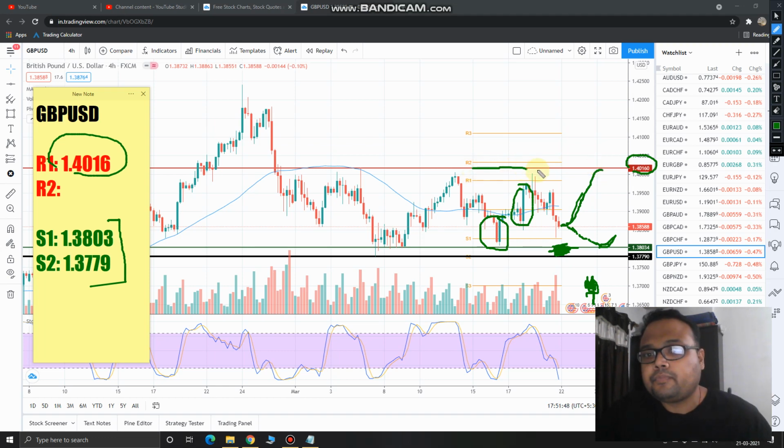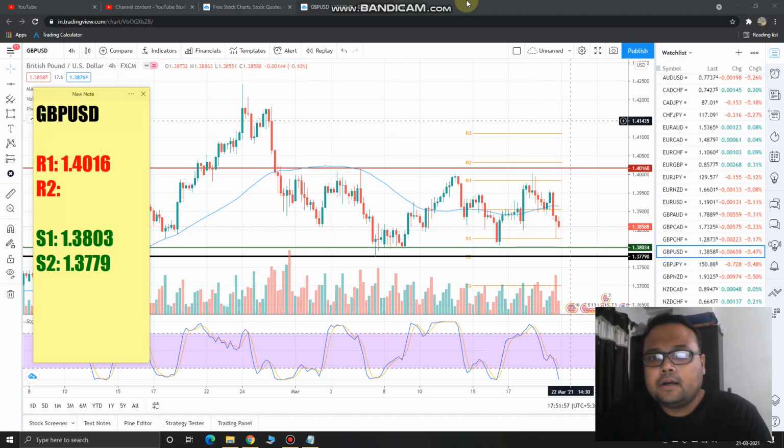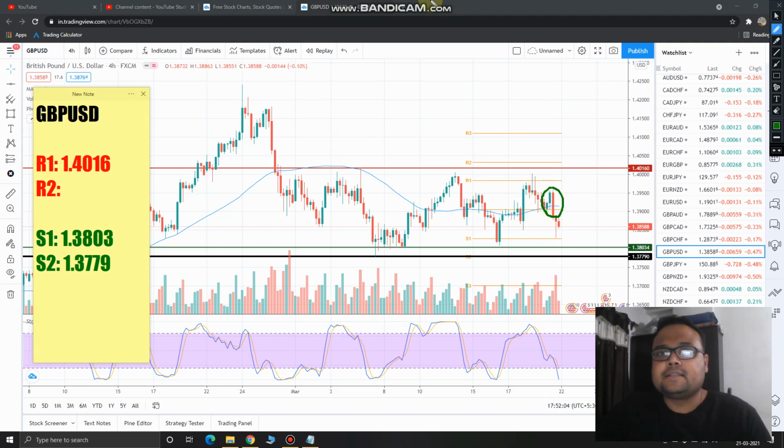who are not allowing the market to cross this particular level. And once you get the confirmation in the form of a shooting star, or price rejection from above, or a big fat red candle like this, then easily you can short the market below this level, below the 1.4016 level.